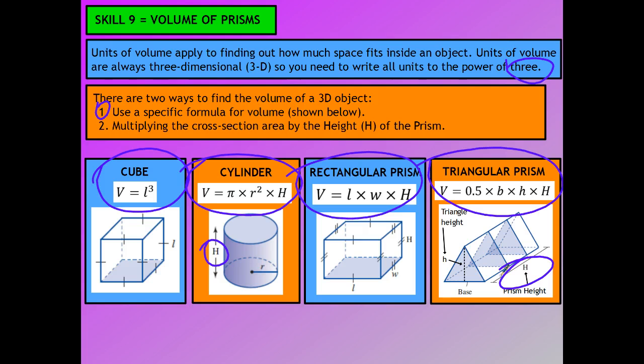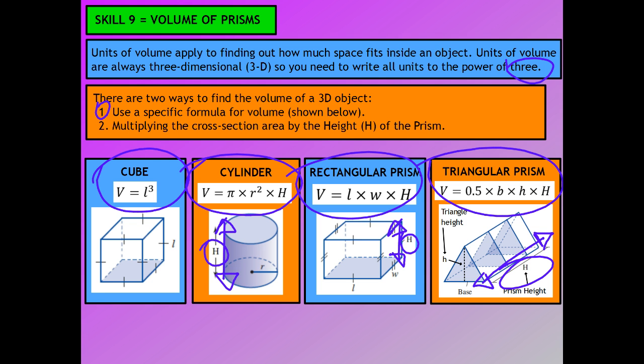length if you want to look at it like that, but it's the distance between the front triangle to the back triangle for the capital H. Capital H also appears here on the rectangular prism as the height from the bottom to the top. Capital H appears on the cylinder, the distance between the bottom circle and the top circle.